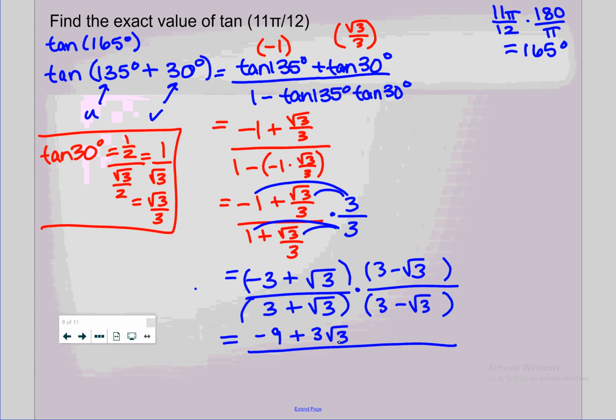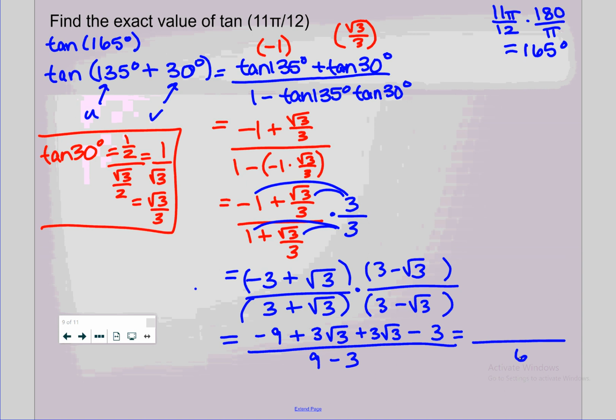Inside terms, rad 3 times 3, so another 3 rad 3. My last terms are rad 3 and negative rad 3, which is just negative 3. Denominator, I am foiling, but they're conjugates, so outside and inside cancel. First terms, 3 and 3, 9. Last terms, positive rad 3, negative rad 3, negative 3. So on the bottom I have a 6.